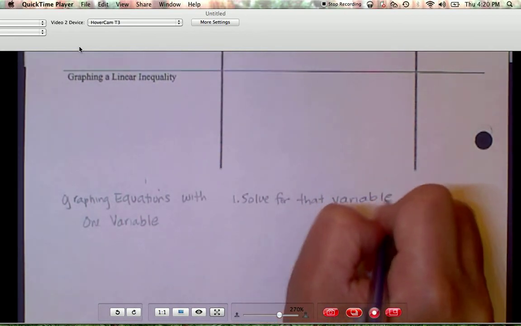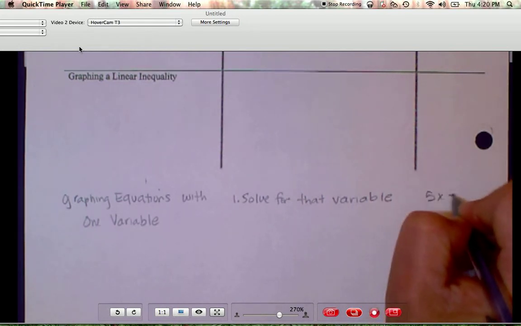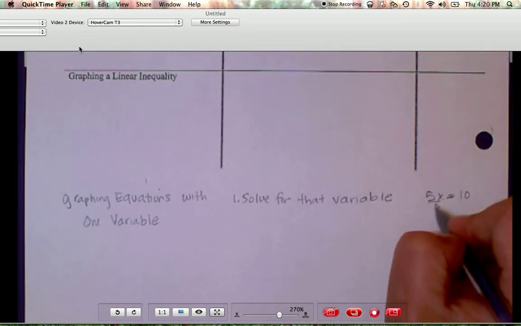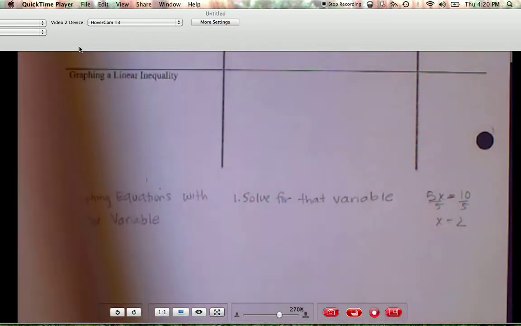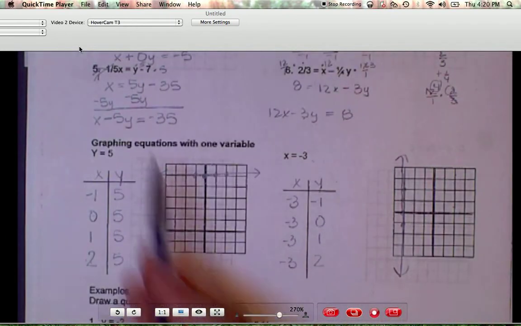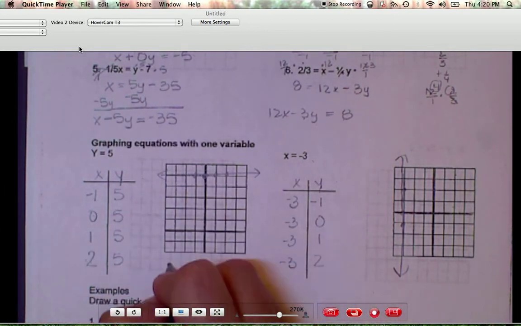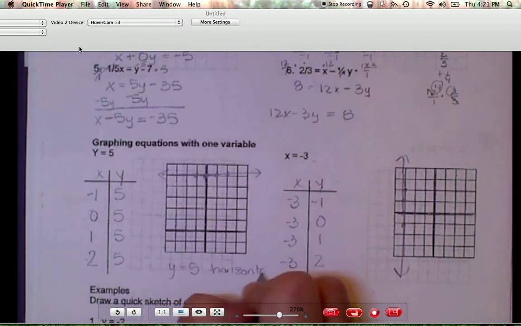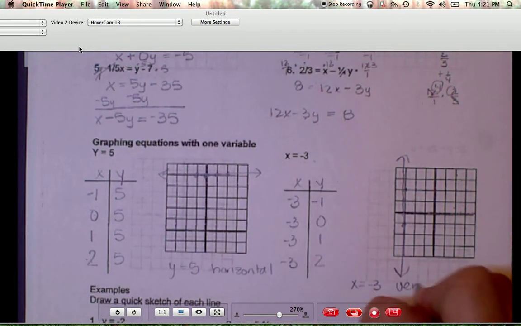So for instance, if you had an equation 5x equals 10, and you see there's only one variable, you want to solve for that variable. So divide both sides by 5 and you get x equals 2. Now, once we have it solved, this is what we can understand here. Anytime you have a y equals, it's always going to be a horizontal line. So if y equals 5, that's going to give us horizontal. If x equals negative 3, that gives us a vertical line.